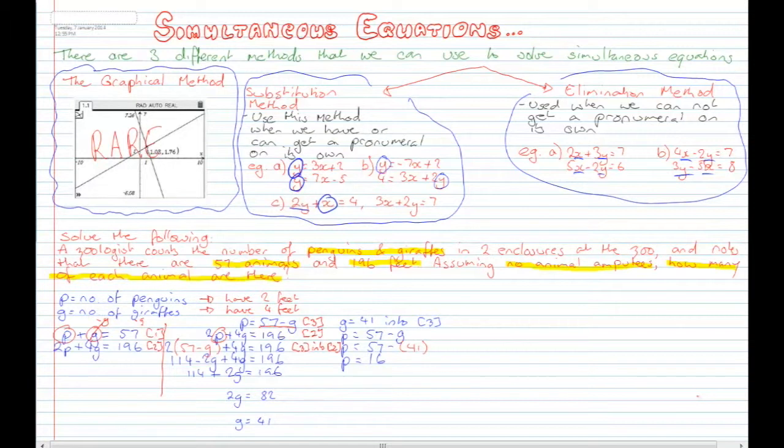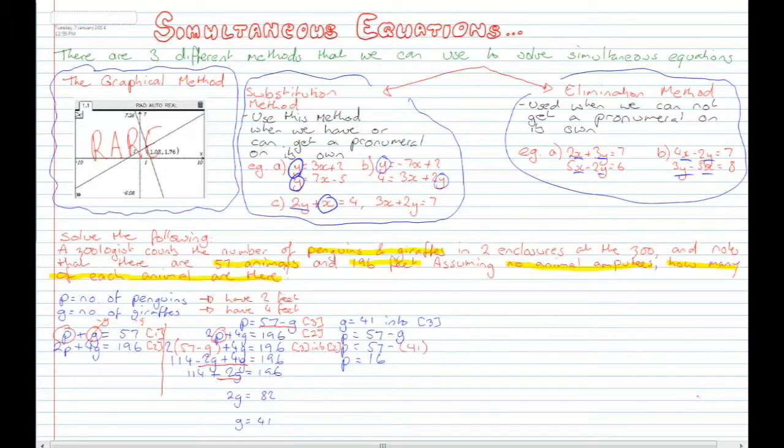Alright, so what we get here is we're putting, instead of writing the P here, we're writing 57 minus G. So you get 2, instead of writing P, 57 minus G, plus 4G, being this part here, equals 196. Expand the brackets, 2 times 57 is 114, 2 times negative G is negative 2G, plus 4G at the end there is equal to 196. Right, the negative 2G and the positive 4G here will simplify to get positive 2G here. So you end up with 114 plus 2G is equal to 196.